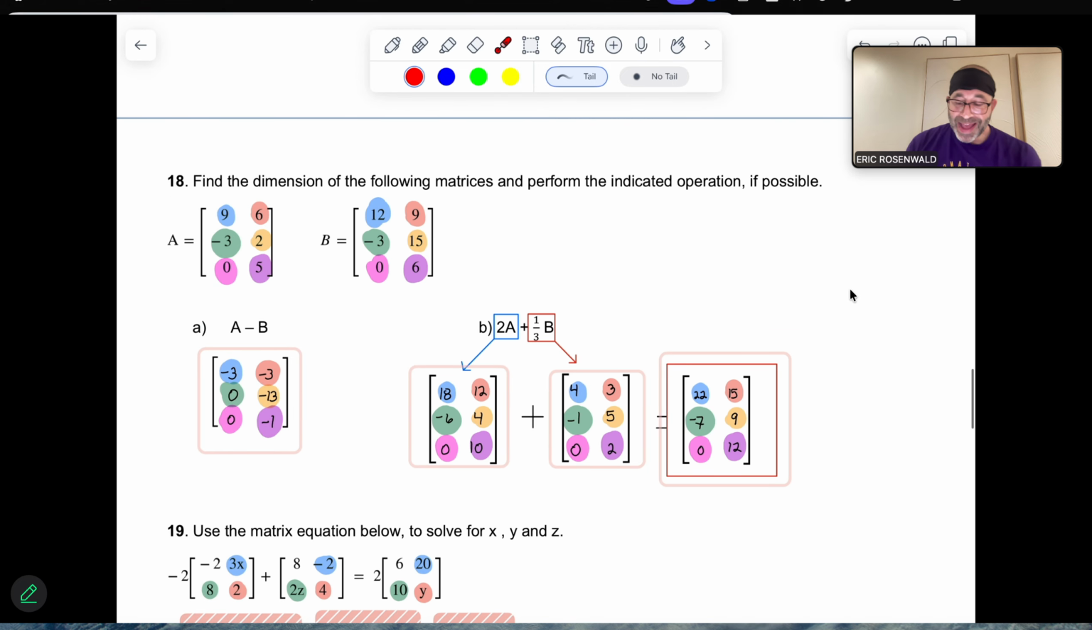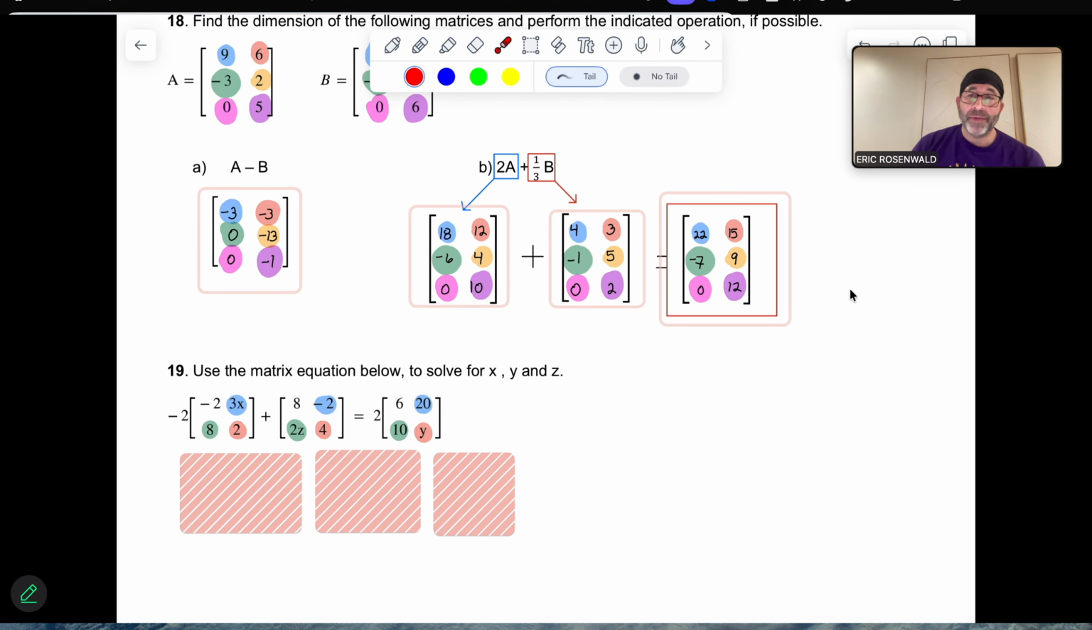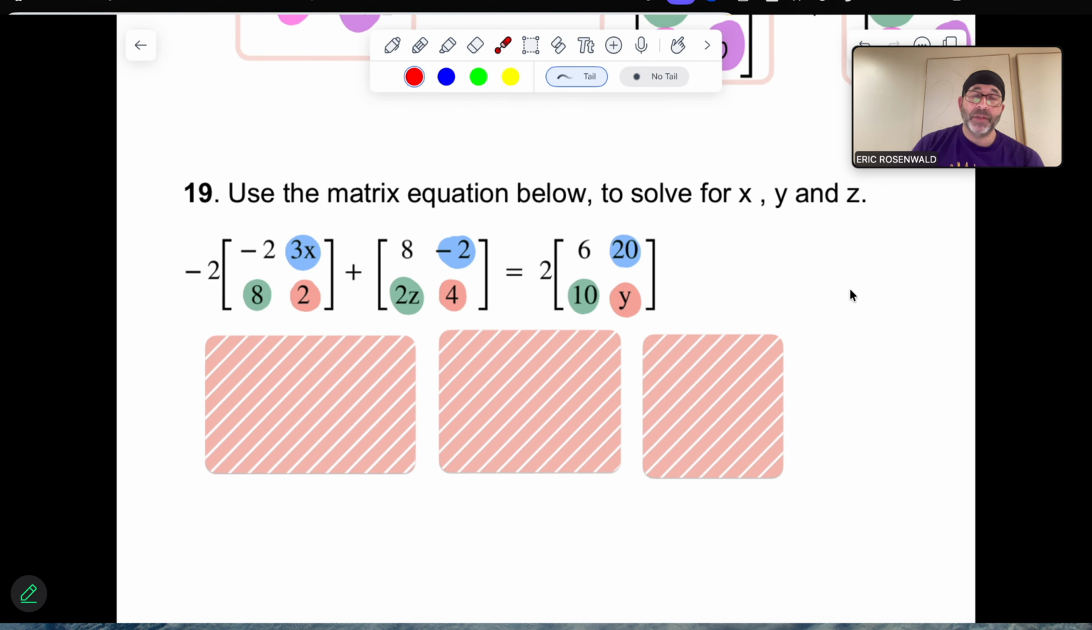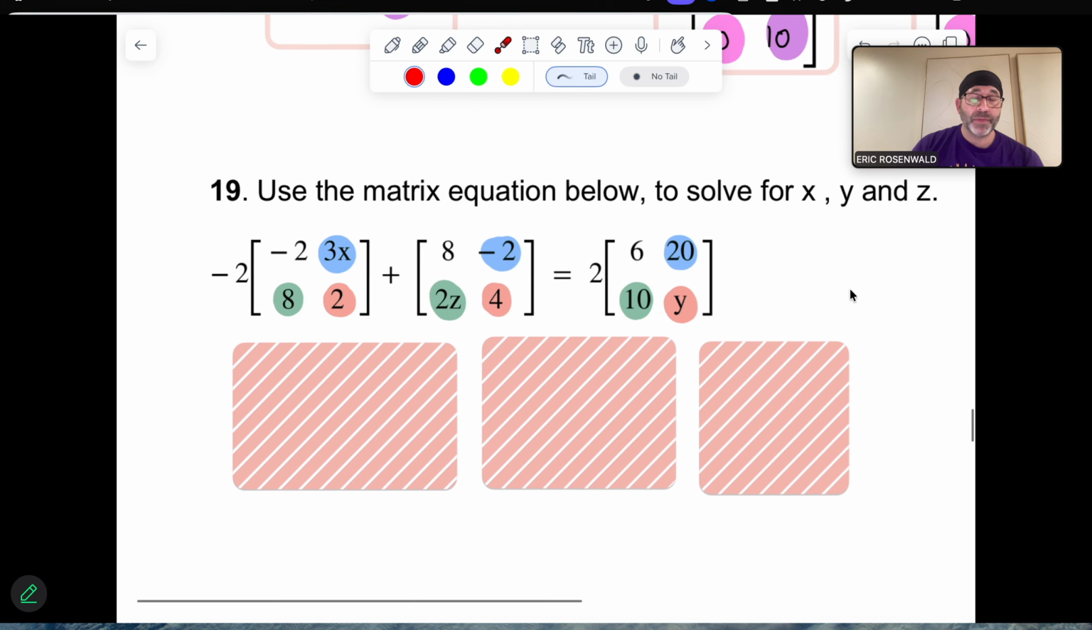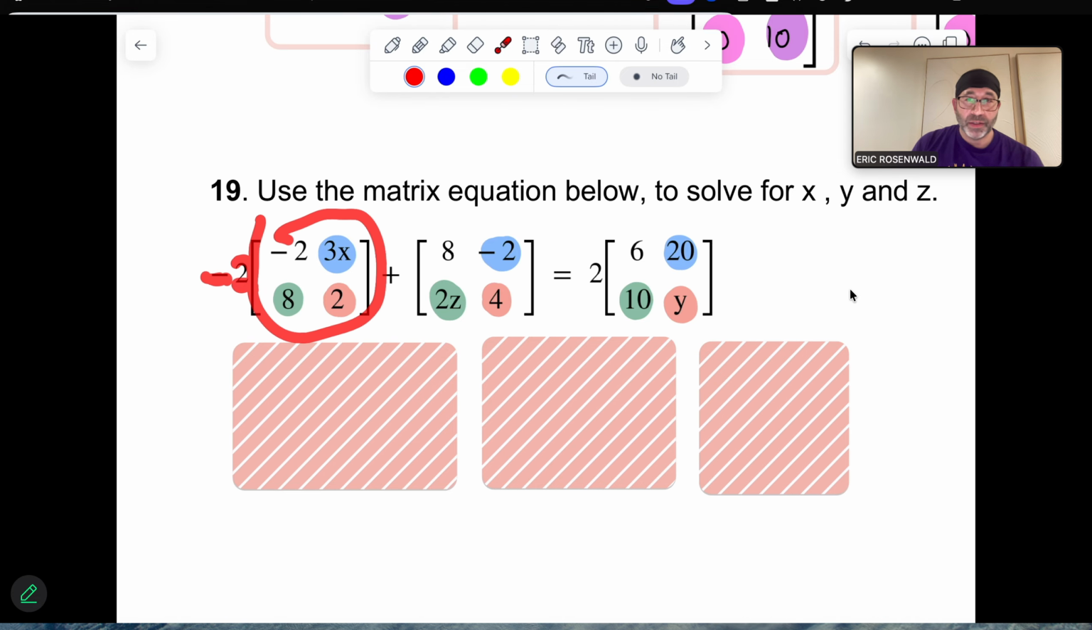Okay? And here's the last question that we're going to have. This is determining values of x, y, and z from the matrix. So basically what we have to do is just go through and look at where they are positioned, take all the parts that come along with it, and then we can use that to solve. So when we look at this, we have a negative 2 on the outside of only this matrix right here. Some of them you'll see where there's a parenthesis around the whole thing, but in this case there's not. It's just in front of this first matrix here.